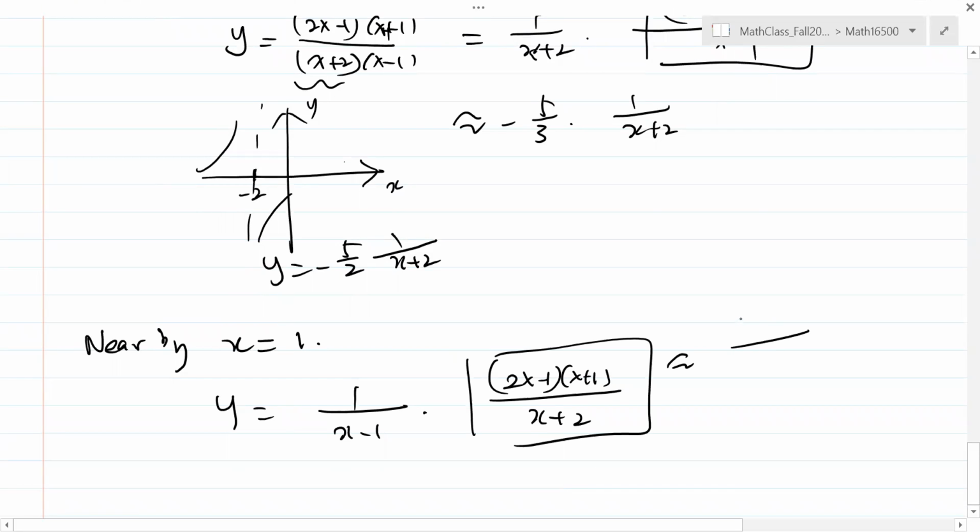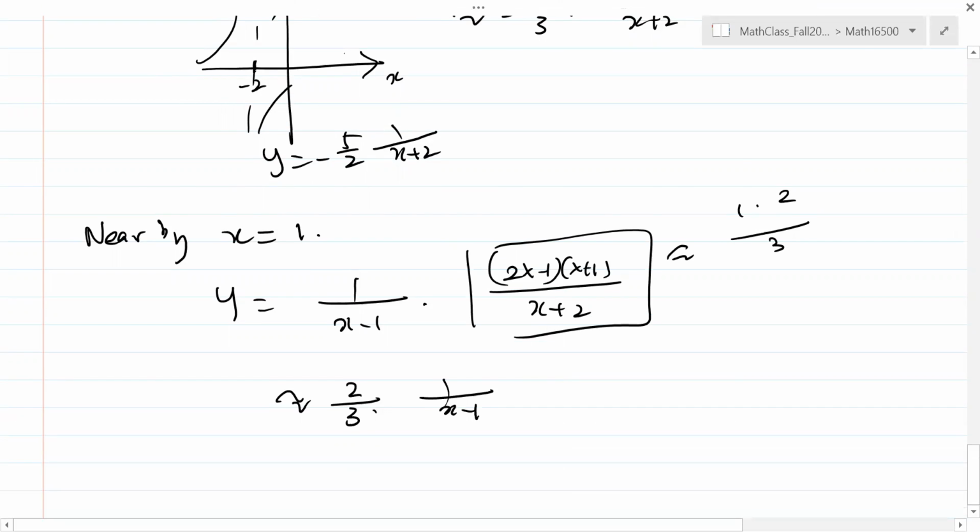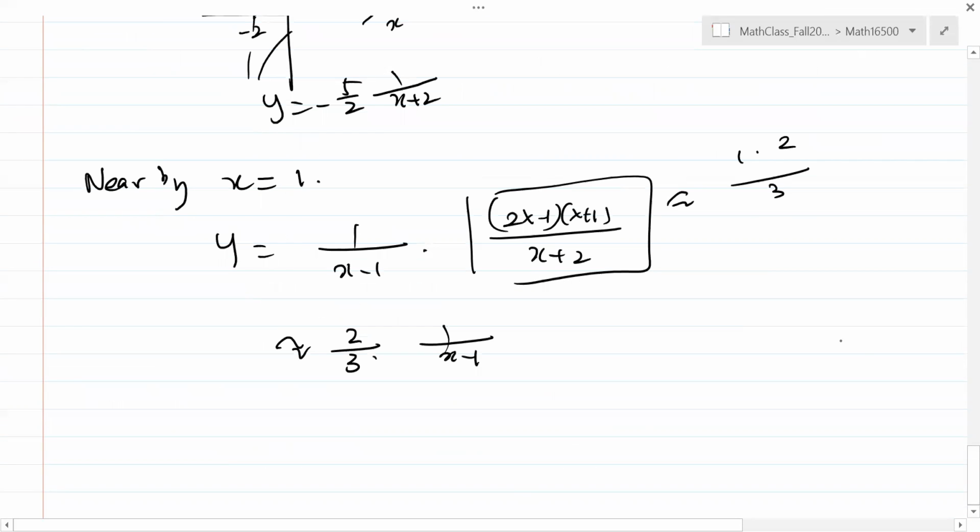This part is almost equal to 1. So 2 times 1 minus 1 is 1, and 1 minus is 2 and 3. Okay, it's a positive number. So this is going to be 2 over 3 times x minus 1. Okay, if you want to draw the graph of this function, it goes like that.